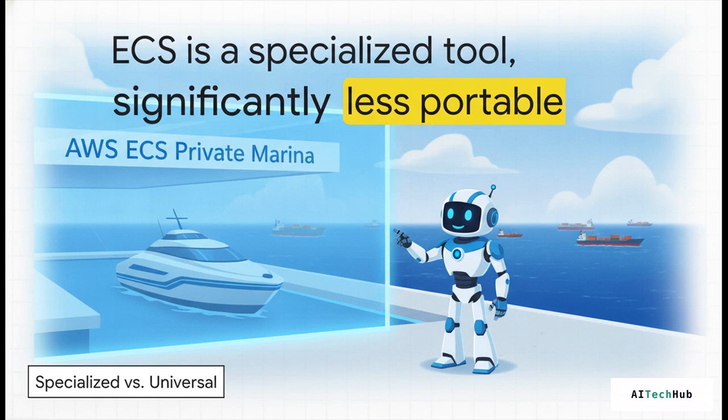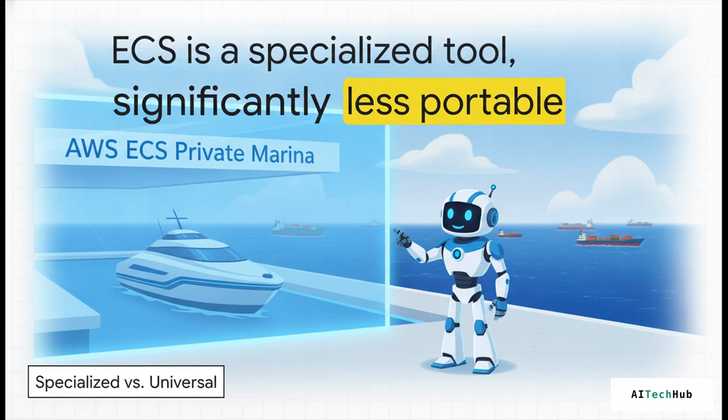In Kubernetes, you use those standardized YAML files that work pretty much anywhere. In ECS, you use what are called AWS ECS task definitions. These are proprietary JSON files designed specifically for the AWS environment. They define everything, right? From which Docker image to use, to how much CPU and memory is required, down to which IAM roles the container can assume.